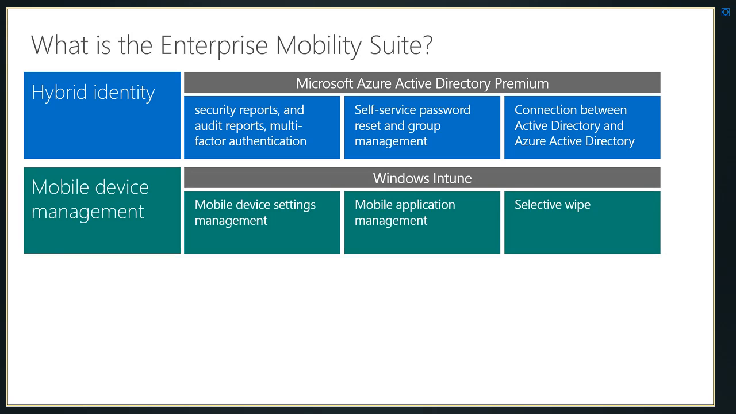The second portion of the Enterprise Mobility Suite services is Windows Intune, where enterprises can manage their devices. It allows the enterprise to not only enroll the devices, but also manage and maintain them, and selectively wipe those devices. If you have bring your own devices, you can do selective wipes as well. That's supported by Windows Intune.